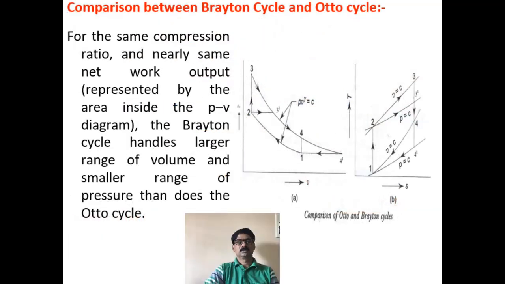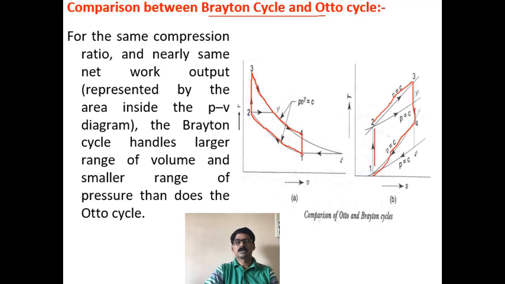Now a comparison between the Otto cycle and the Brayton cycle. Since you are yet to study the Otto cycle, let me tell you about it. 1 to 2 has the same compression line, a compression process. Then 2 to 3 is the constant volume heat addition, 3 to 4 is the expansion, and 4 to 1 is the heat rejection. That is the Otto cycle. Here it is 1 to 2, 2 to 3, 3 to 4, and 4 to 1. Right?